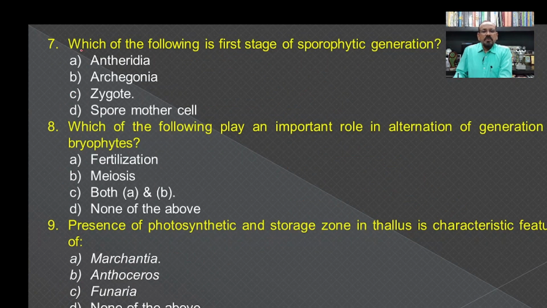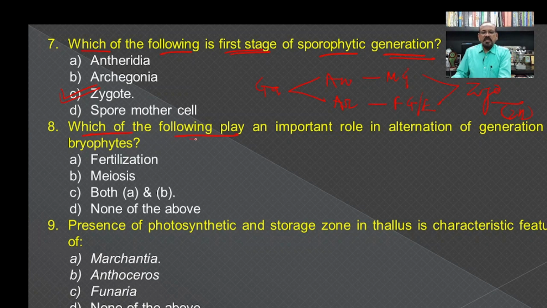Then, which of the following is the first stage of the sporophytic generation? If you see the gametophytic plant body, on the gametophyte there is development of antheridia and archegonia. Antheridia form the male gamete and the archegonia form the female gamete or the egg. Then fusion between these two forms the zygote, which is diploid and the first stage of the sporophytic generation, and hence zygote will be the correct answer for this question.